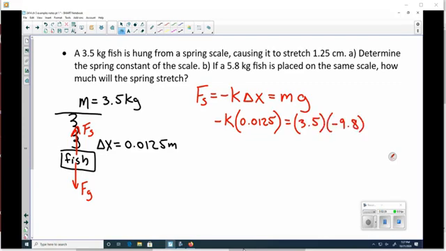And if we solve for the spring constant, we find that k is equal to 2,744 newtons per meter. We can then use the same relationship to determine how much the spring will stretch if we were to put a different fish on the scale.